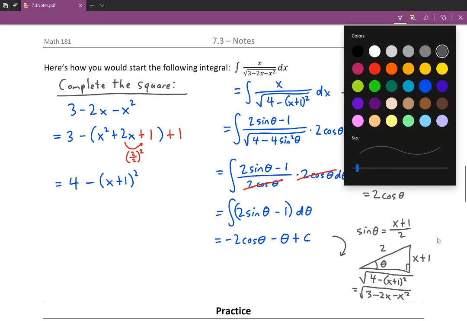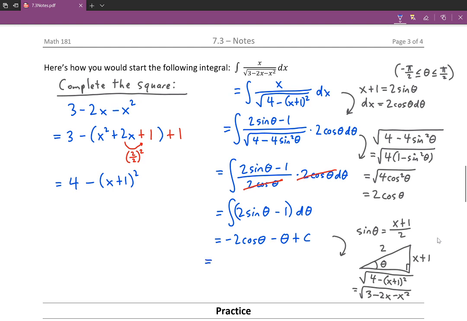Alright, coming back to the negative 2 cosine theta. So cosine theta here then is going to be the radical over 2. I'm going to use the original version that we had, the square root of 3 minus 2x minus x squared over 2. And then the theta is going to be the inverse sine of x plus 1 over 2. So we had sine theta equals x plus 1 over 2, just inverse sine that. So we've got inverse sine of x plus 1 over 2 plus c.